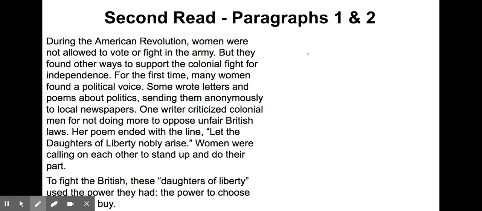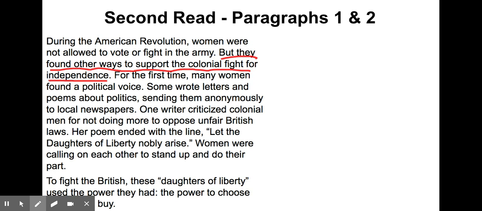During the American Revolution, women were not allowed to vote or fight in the army, but they found other ways to support the colonial fight for independence. I'm going to underline this here because again, we are talking about how did women help with the war, and this is clearly stating that they still wanted to support or help the colonies get independence. So that's an important detail.